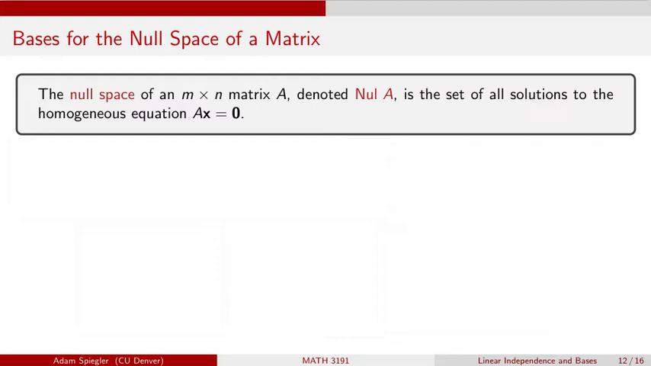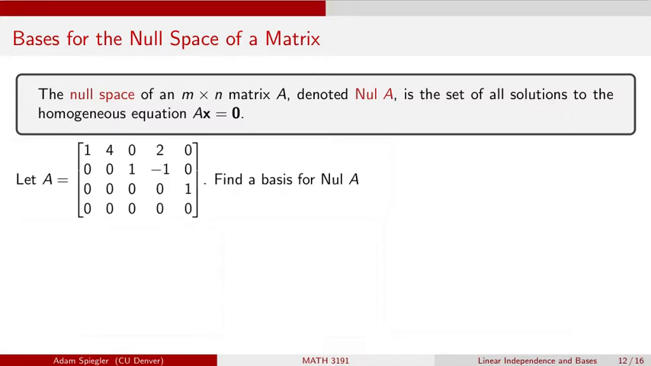So let's start with the null space. Recall that the null space of an m by n matrix A is the set of all solutions x for the matrix equation Ax equals the 0 vector. So this is the homogeneous matrix equation. Let's consider an example.